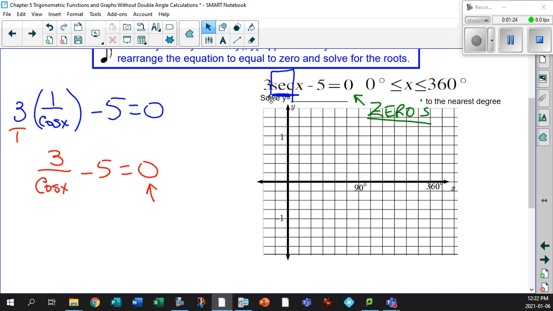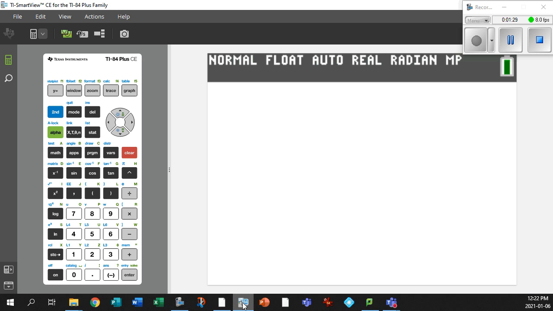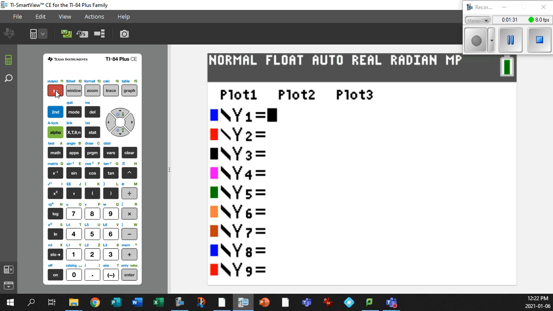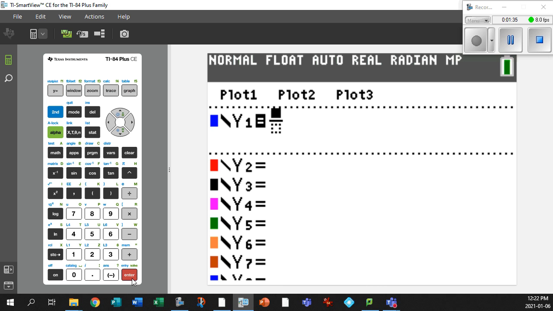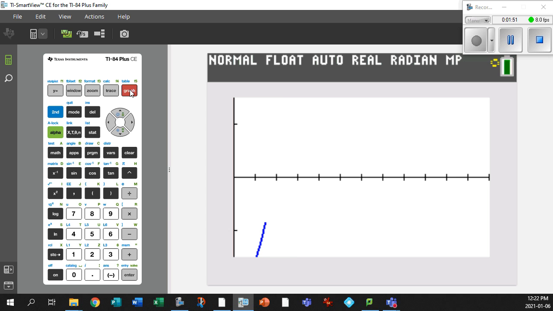Putting it into your calculator now is actually a piece of cake. Here we go. Go to your y equals. Immediately put it in as a fraction. Remember, it was 3 over cos x. There it is. That's the beauty of that fraction button. And then, don't forget, this is subtract 5. There's your y1. There's your equation. All pretty. Hit the graph.